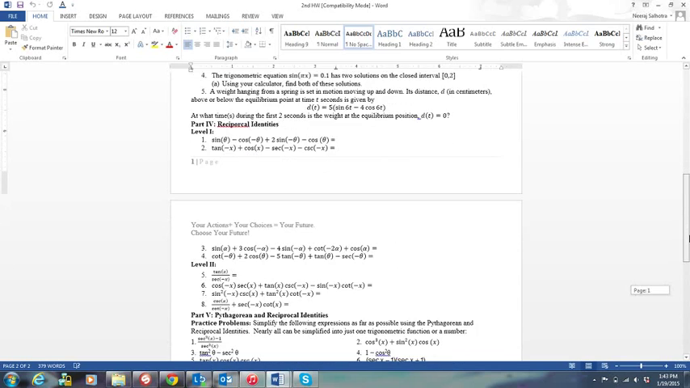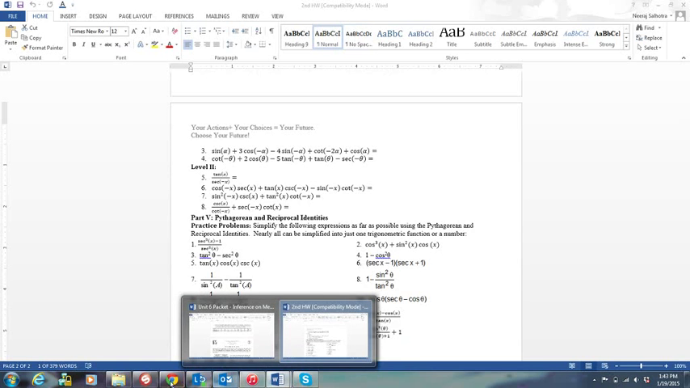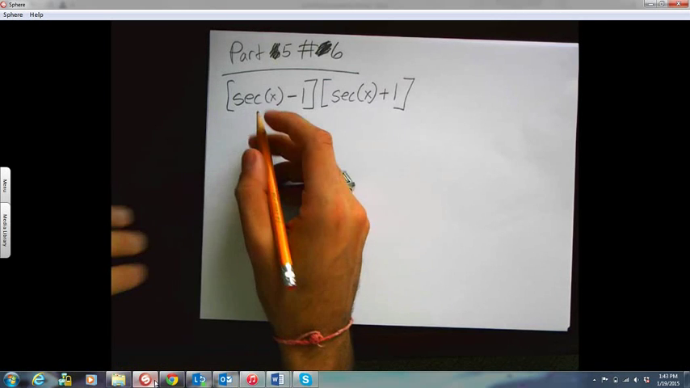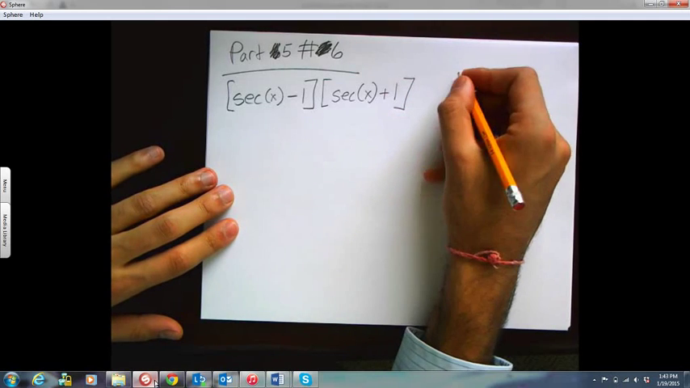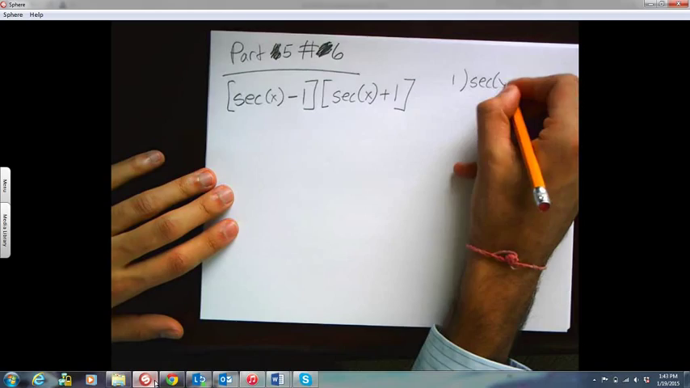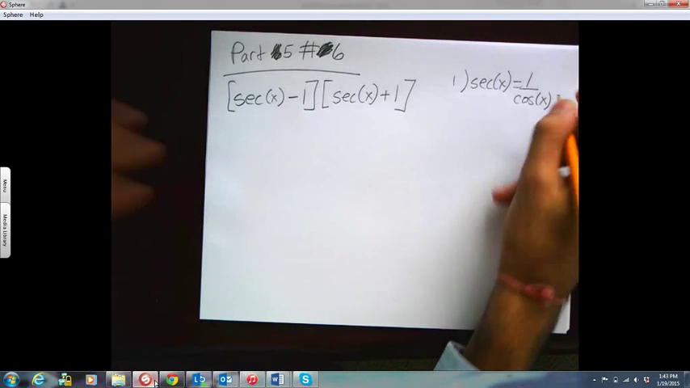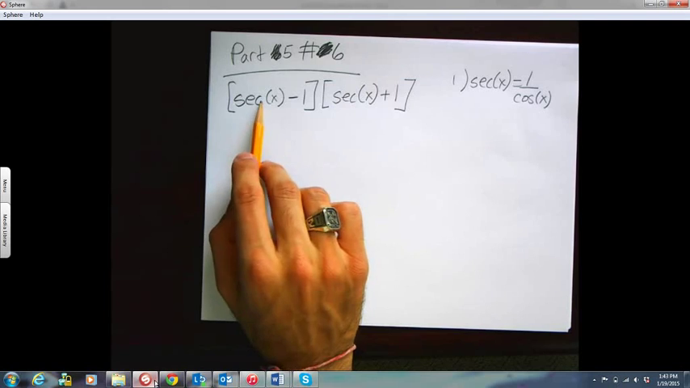And notice on part 5, remember, we're trying to simplify this as much as possible. And I'm doing problem number 6. So on problem 6, here's what we have so far. When I look at this, the only identity that jumps out to me is that secant of x equals 1 over cosine of x. Remember, secant is 1 over cosine. But if I were to plug that in, this would get really messy.